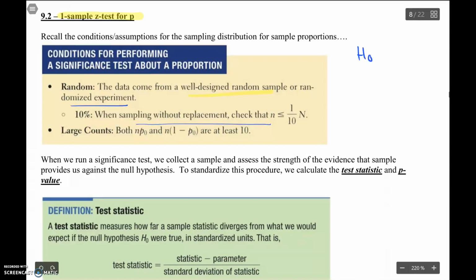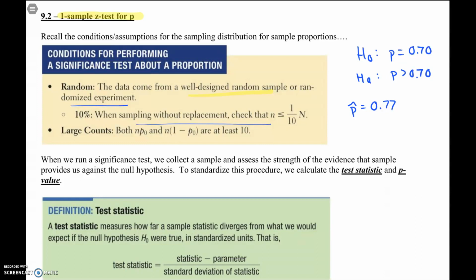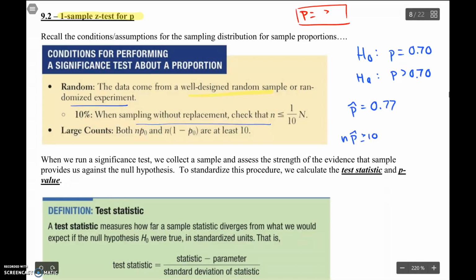So our null hypothesis is going to be p equals some proportion, let's say 70%. And our alternate's going to be maybe greater than, right? And then we're going to get a sample proportion of maybe, who knows, I'm just making something up here, 77%, okay? So when we did confidence intervals, we checked n p hat greater than or equal to 10. And the reason we did that was because we didn't know the true proportion. And this was all we had.